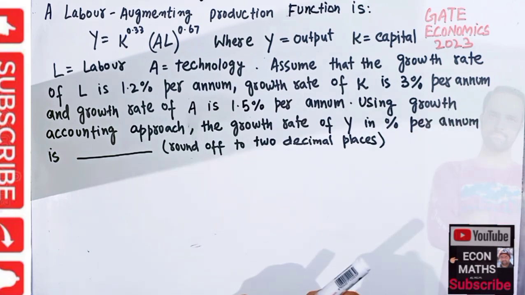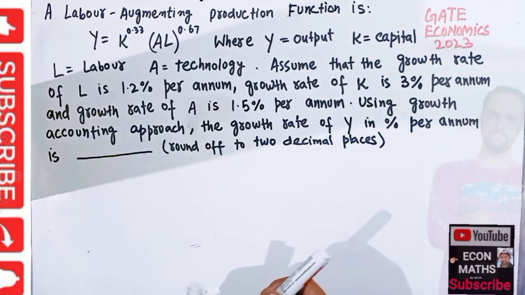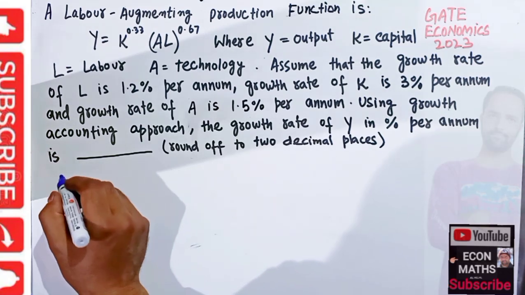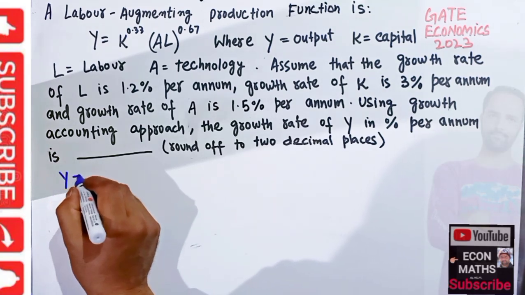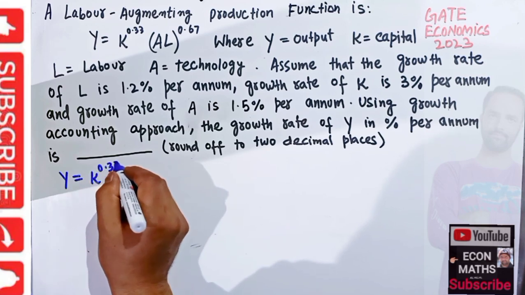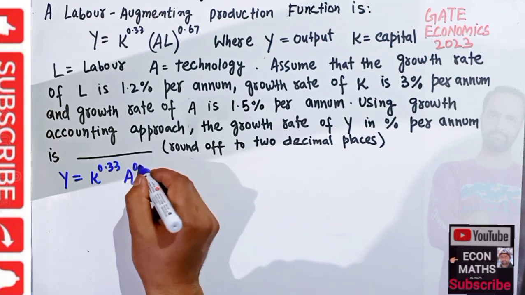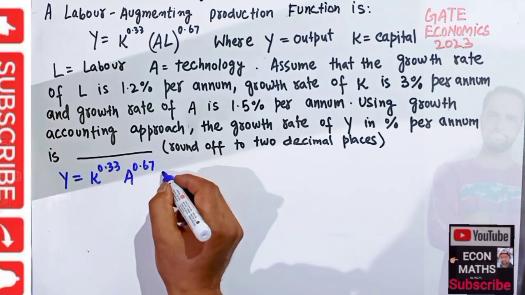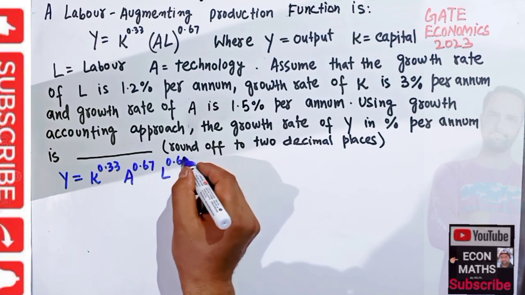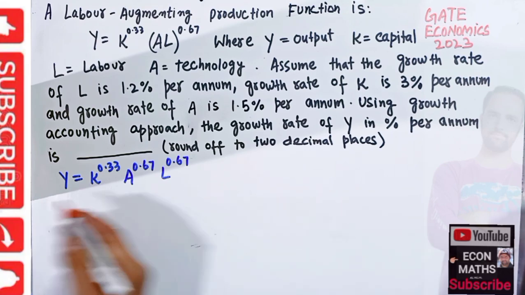Okay, so first we will derive the growth accounting equation, and let us see what we are being given. First, we are being given a production function Y is equal to K to the power 0.33. If I expand this, it will become A to the power 0.67 times L to the power 0.67. Okay, we will take log on both sides.